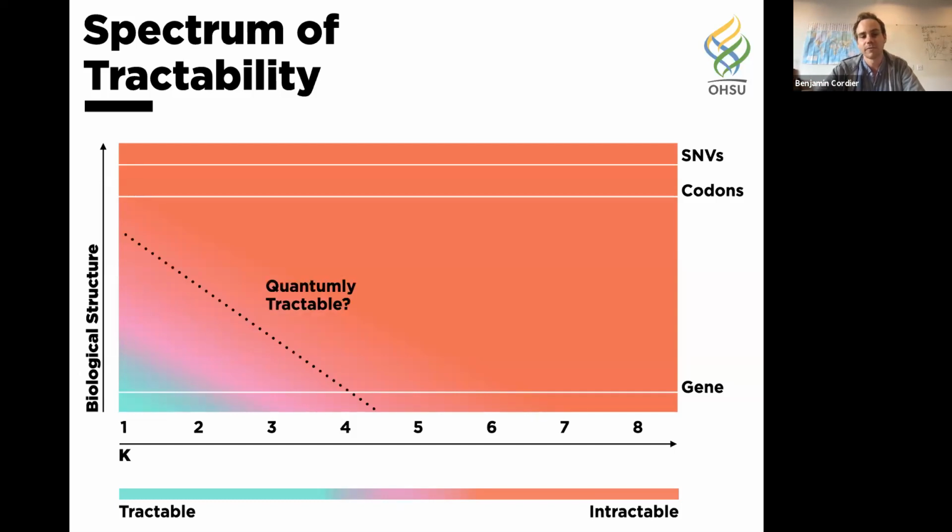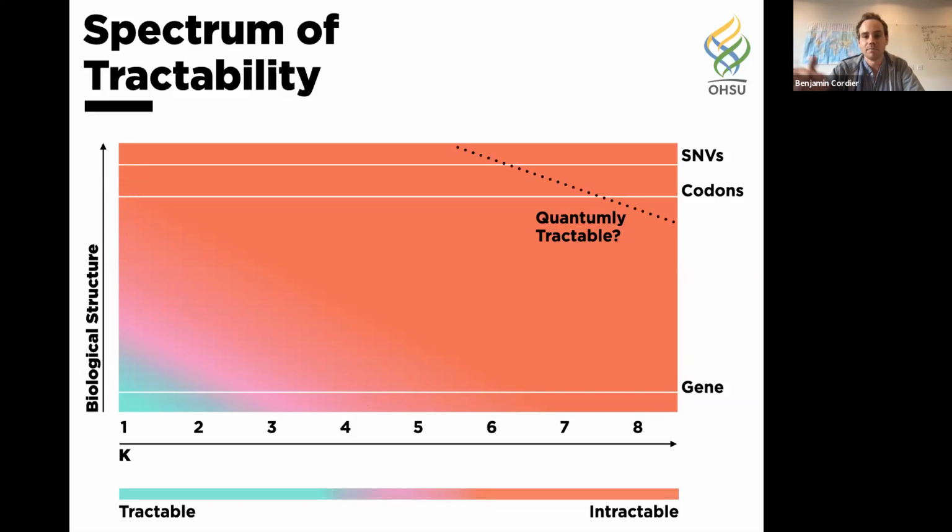Could we get to 4? Could we get much further? Could we get up to, say, a 10 combination at the codon level? That would be our ideal. And so this is one of the questions we have: where does a quantum computer actually push us towards the spectrum of tractability for a specific biological problem?